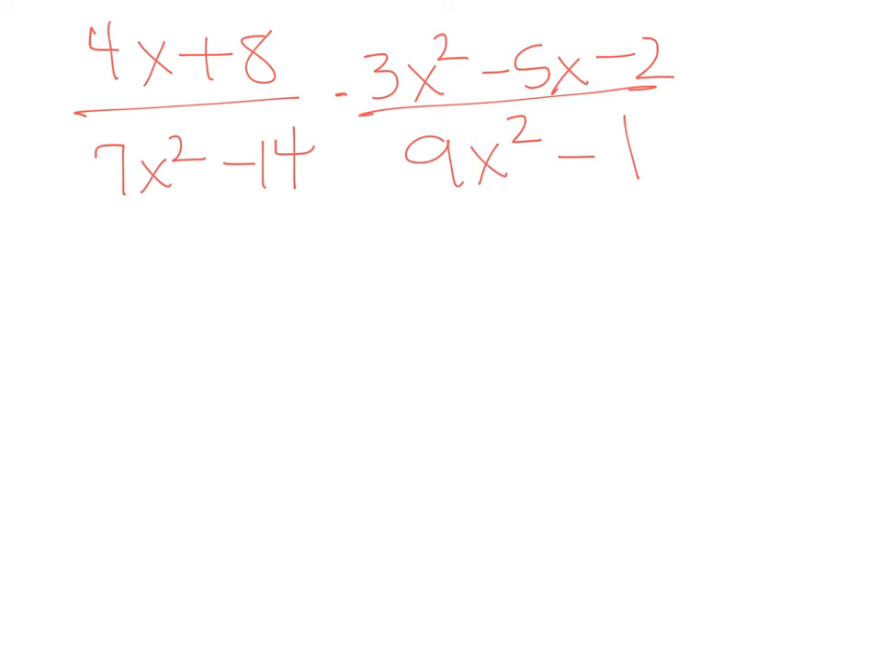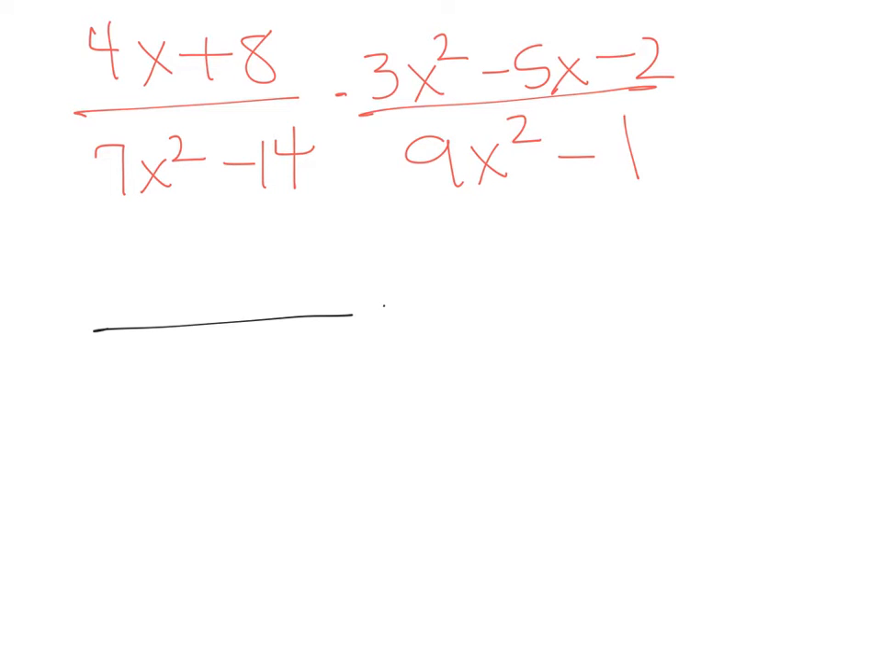Okay, so here we go. We have a new problem. 4x plus 8 over 7x squared minus 14 times 3x squared minus 5x minus 2 over 9x squared minus 1. So I see 3 binomials and I see a trinomial. So I have to figure out all my methods of factoring. I got to see what I can do.